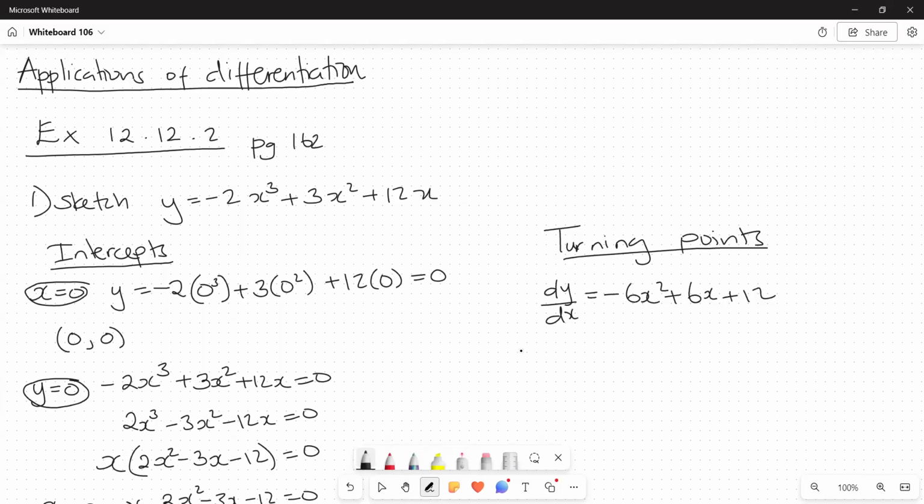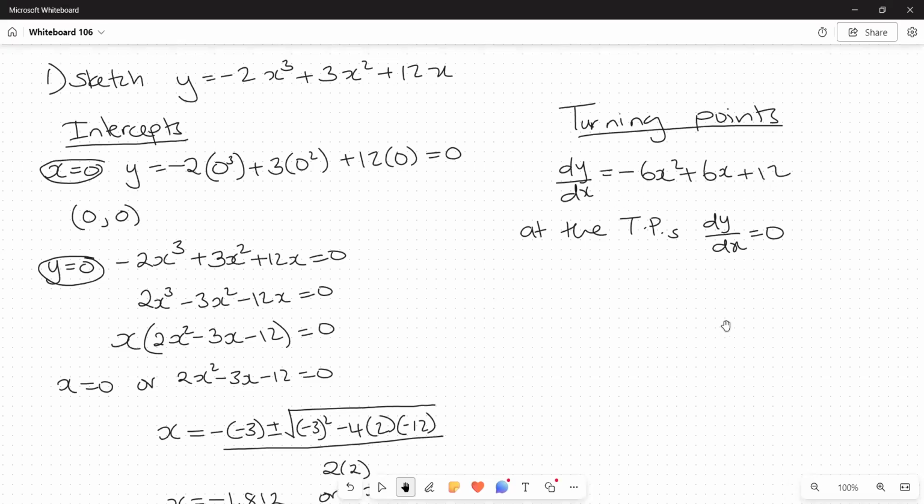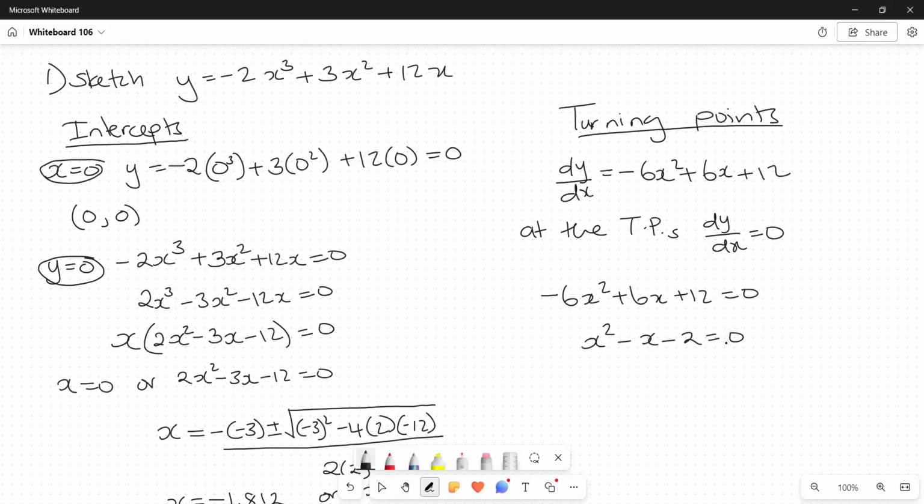And know that at the turning points, the first derivative is equal to 0. Okay, so we equate the first derivative to 0, and we have minus 6x squared plus 6x plus 12 equal to 0. If we divide everything by negative 6, we have x squared minus x minus 2 equal to 0.